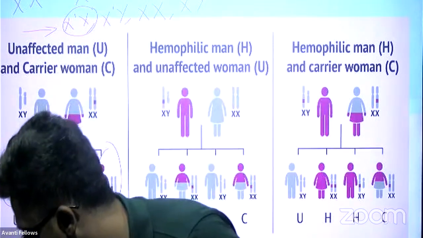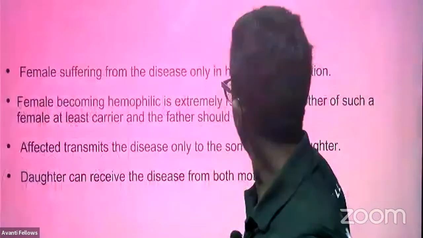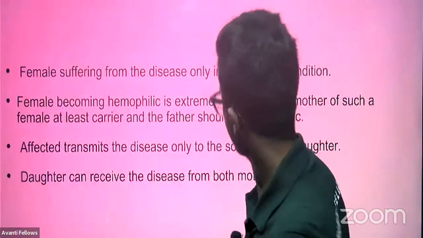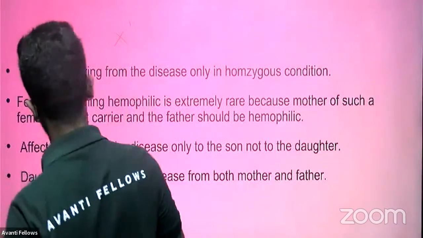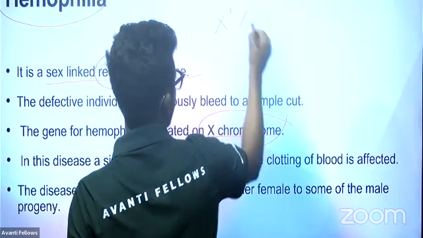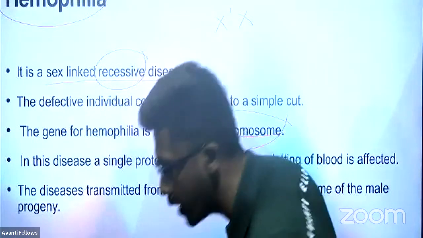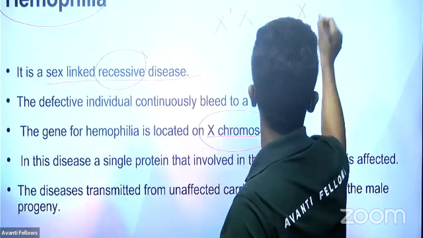Okay, the upper portion is not visible. No problem, guys. What we do, I write here. X dash X is a female. I hope now it is visible. She marries a man who is normal.